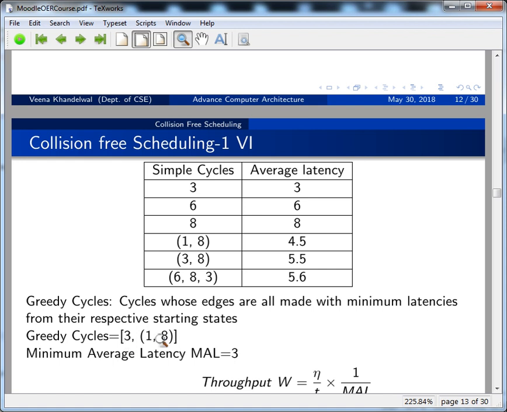Now from these greedy cycles, the latency is 3 and 4.5. So the minimum is 3. So the minimum average latency is 3.